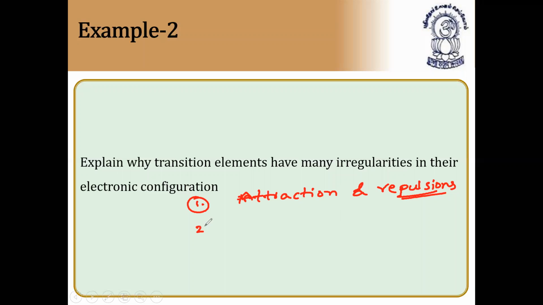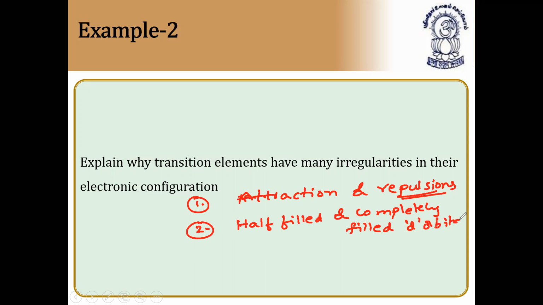Second point, half filled and completely filled. Third point, completely filled d orbitals. So it has many reasons, important reasons I'm writing here. Another point, due to lanthanide contraction. Lanthanide contraction also causes many irregularities.